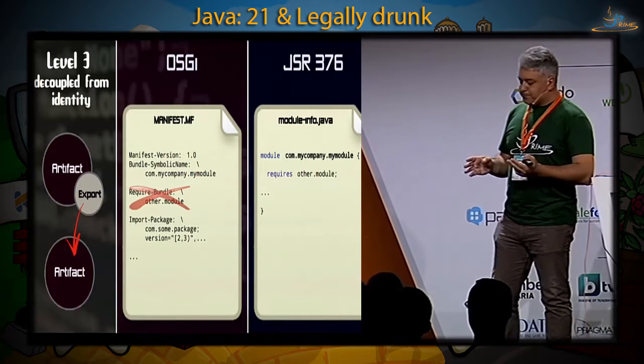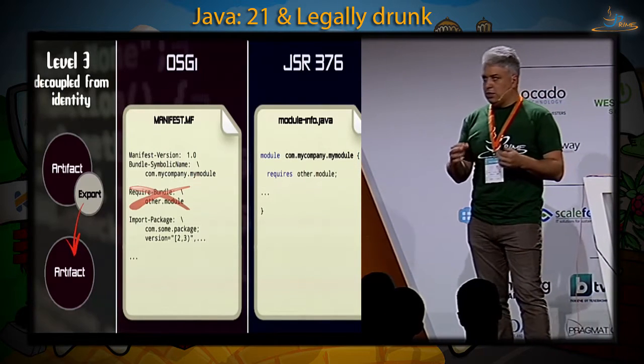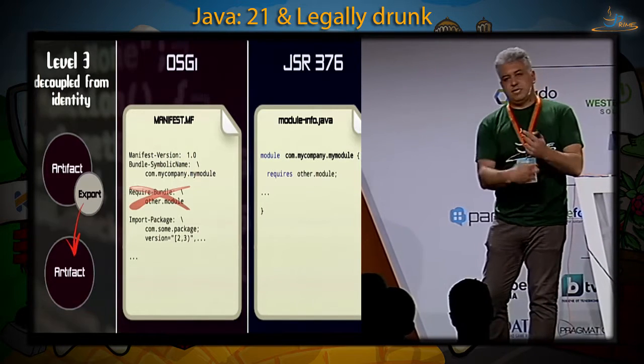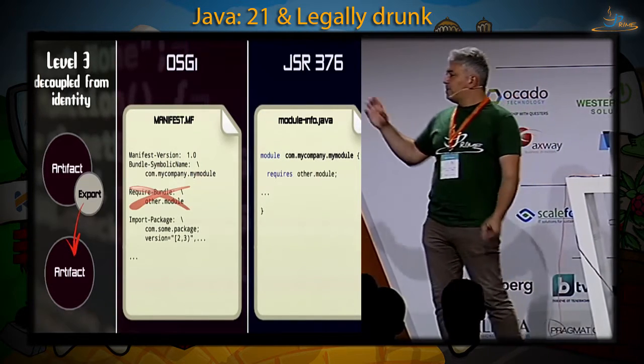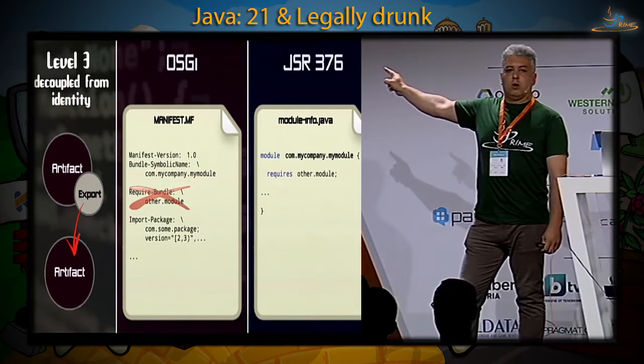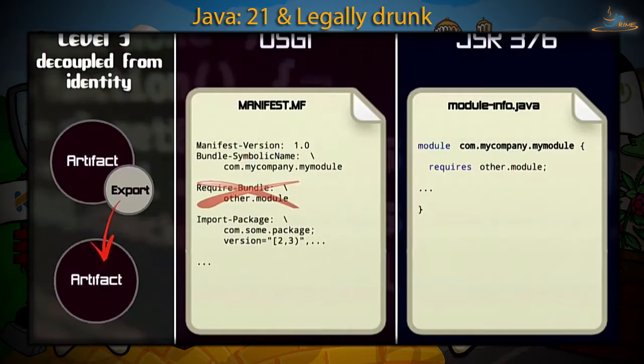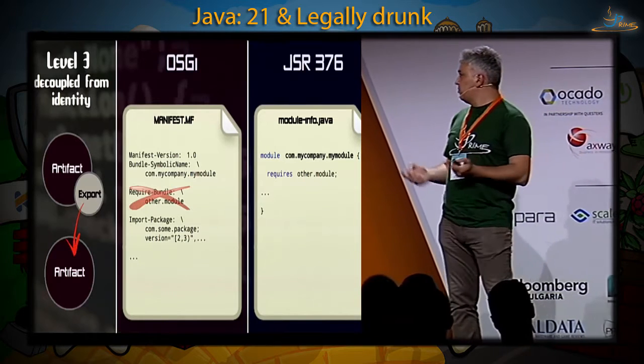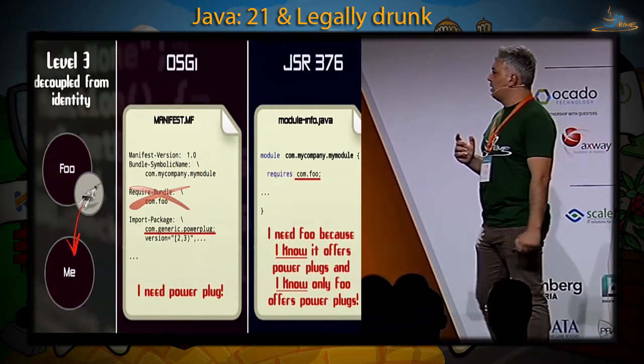The reason is you kind of not expressing yourself. I'll show that in a second. But that is essentially what Java 9 will offer you. Java 9 will say requires some other module. And in OSGI, the proper way to do it is to use import package. Now, you may think, okay, what's the difference? It's the same thing. I'll tell you what the difference is in this example.